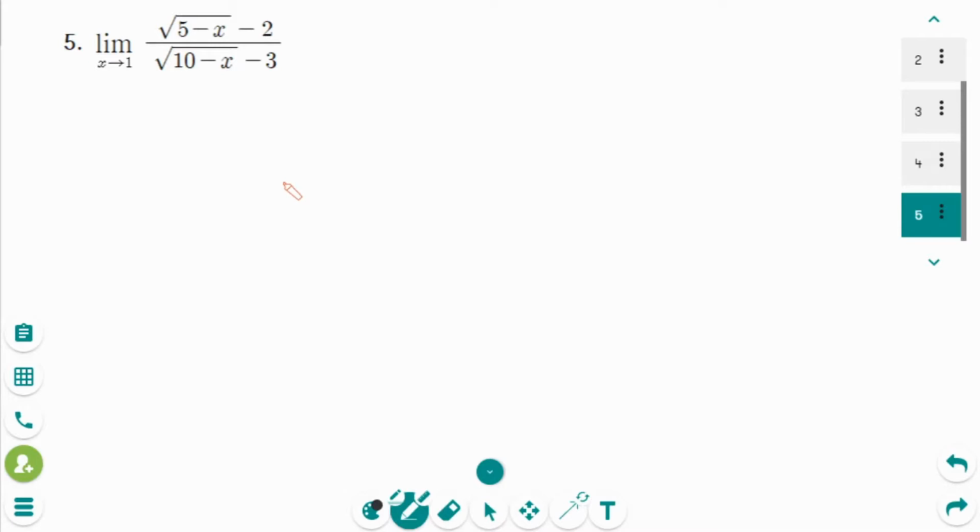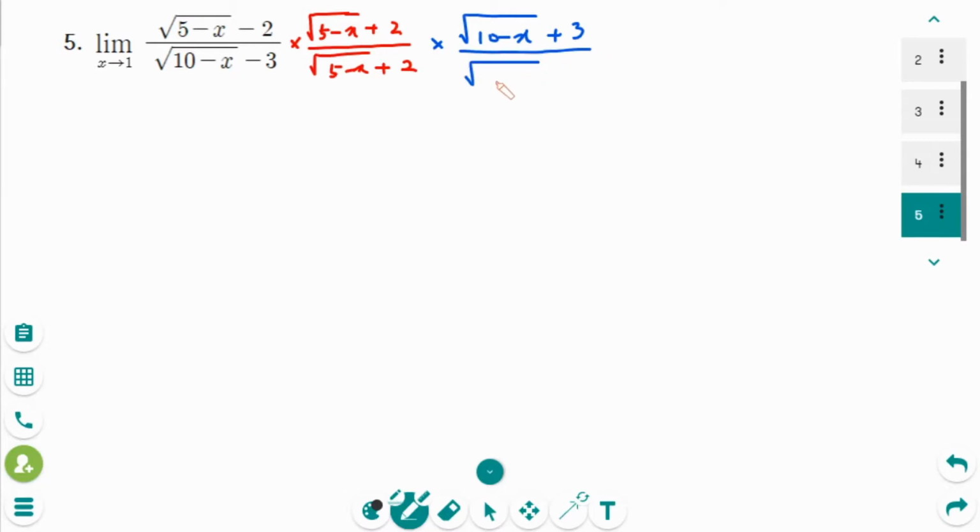This is the next question. It is similar to question 3 and 4. Again, we need to find the conjugate for the numerator and the denominator. The conjugate for the numerator is square root of 5 minus x plus 2 over square root of 5 minus x plus 2. The conjugate for the denominator is square root of 10 minus x plus 3 over square root of 10 minus x plus 3, equals limit as x approaches 1.